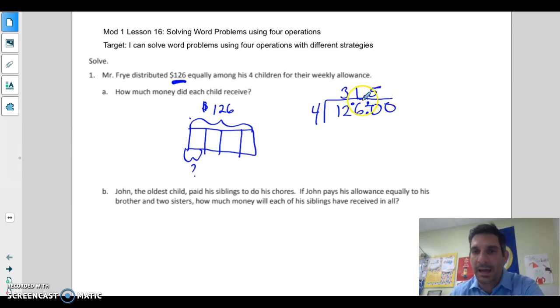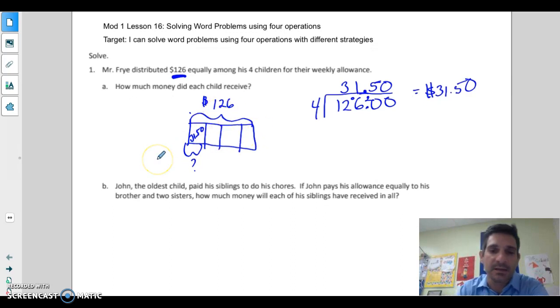Now, I have a lot of kids who will say, oh, the answer is 31.5. But the problem is we're talking about money, and money with change is always 2 decimal places. So I'm going to put a 0 right here. So how much does each child receive? It's going to be $31.50. Okay? So if you don't believe me, you can do 31.50 and add it 4 times. You're going to get 126.